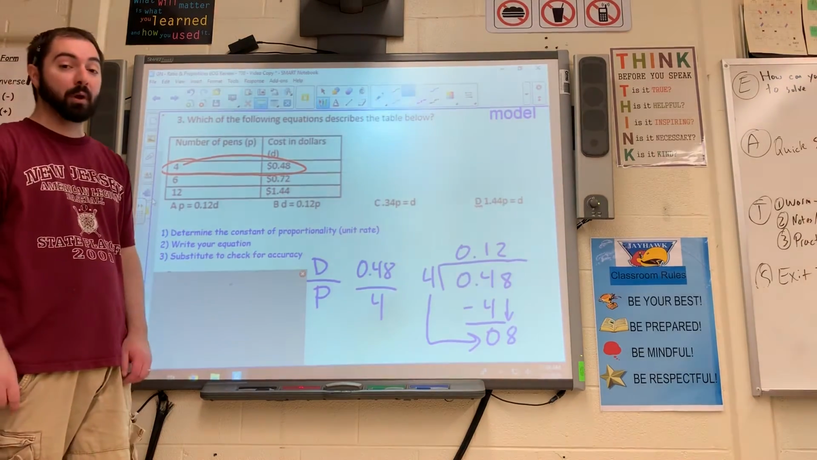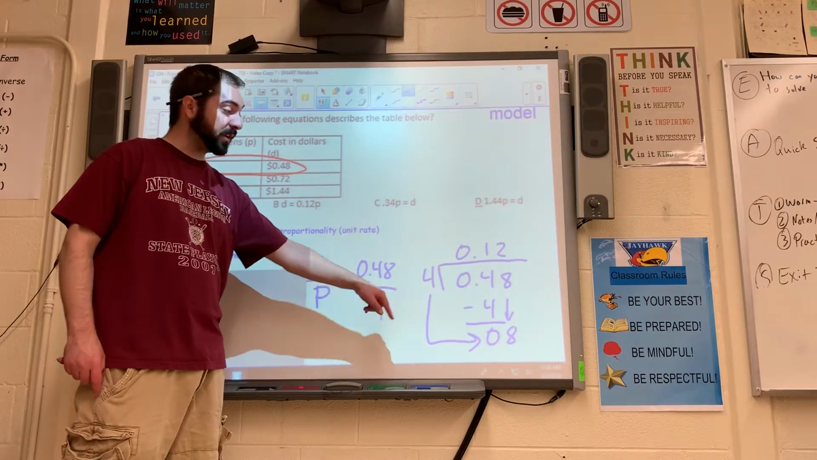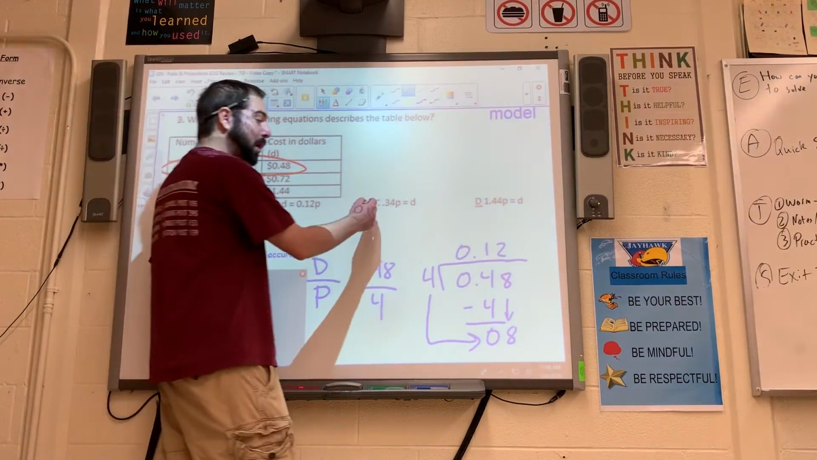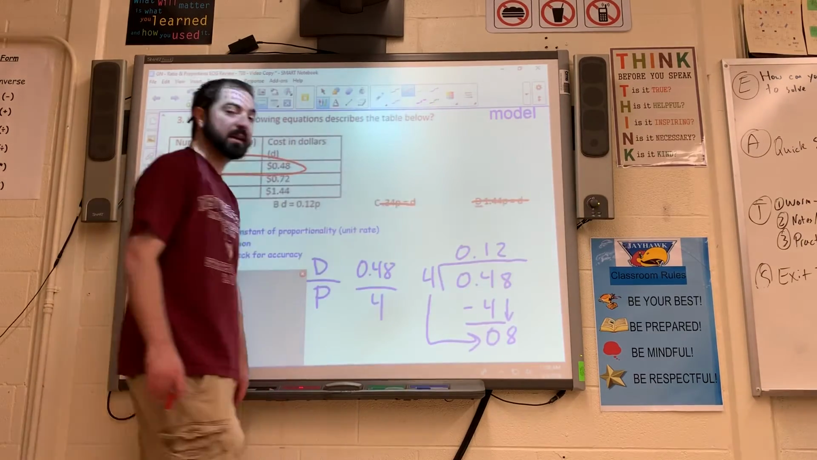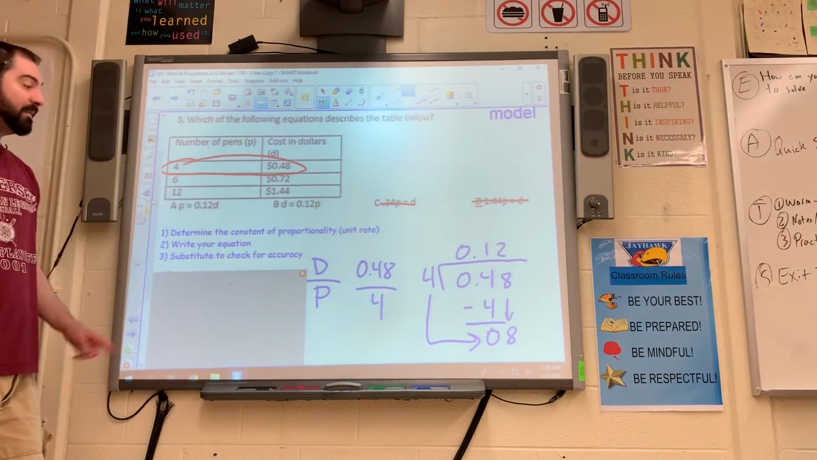Again, usually the top row is the easiest numbers to work with. 48 cents divided by 4. It's really a long division problem. I showed the work off to the side. I find out that 1 pen is 12 cents. Well, right there, I've eliminated C and D. A and B both have that 12 cents.